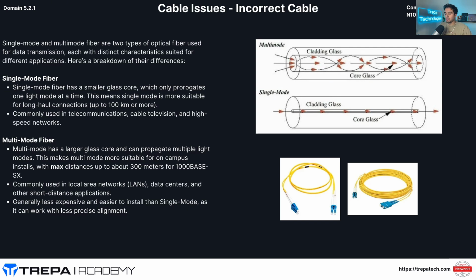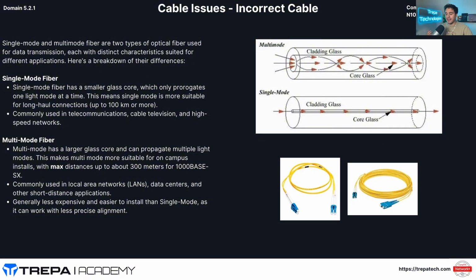Now, when it comes to fiber, we have two major modes, multi-mode and single mode. You can see here with multi-mode that we have a bigger glass core, which would be like 50 microns or 62.5 microns. I'm going to double check that in the post editing of this video. That's going to allow multiple streams of light to pretty much bounce off each other. The major thing to note with multi-mode fiber, yes, it has a larger glass core, it can propagate multiple light modes. This makes it more suitable for what we call campus installs. Its max distance isn't as great or as long as single mode.